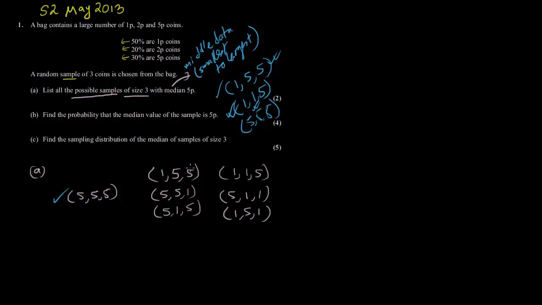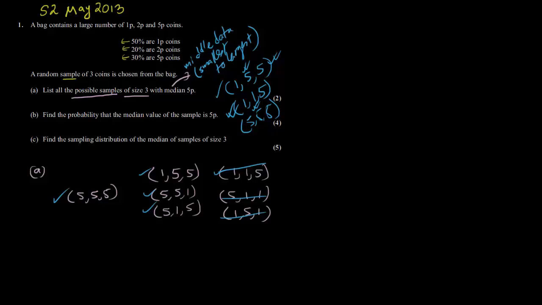Then here 1, 5, 5. When we arrange 1, 5, 5 from smallest to largest, the median is 5. So these three are the same. If you arranged it, it would be 1, 5, 5. So the median would be 5. Again, we have a 5 over here. When you arrange it from smallest to largest, the median would not be 5. The median would be 1. So we cannot use this one, or this one. So you got the idea now.